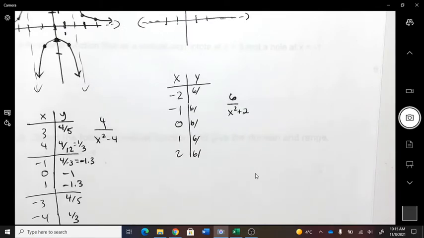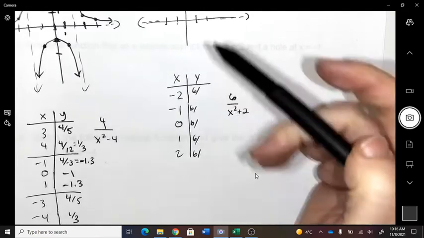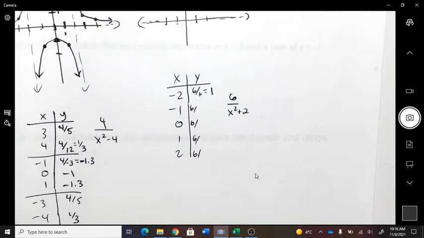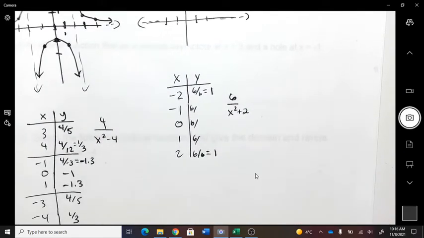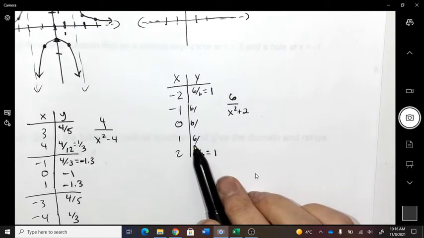Obviously, I just did that because my top is always 6 no matter what. Okay, plug in a -2. So -2 squared is 4, plus 2 is 6, which is 1. And you know what? The positive 2 is going to do the same thing as the -2. Okay, -1 plugged in or positive 1 plugged in, they're going to be the same.